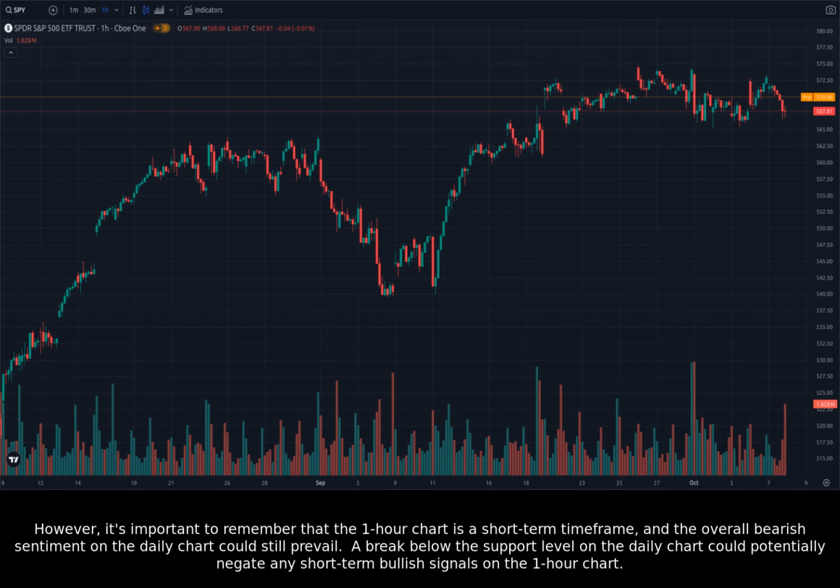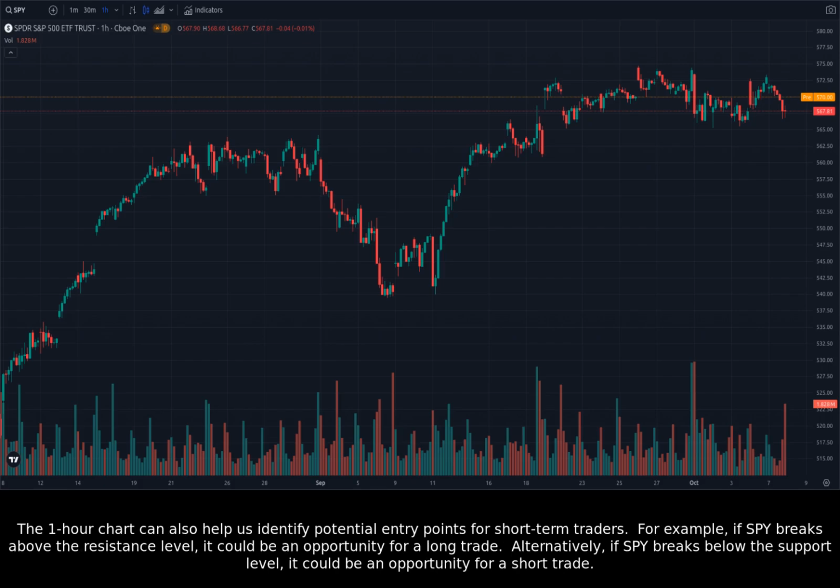However, it's important to remember that the 1-hour chart is a short-term time frame, and the overall bearish sentiment on the daily chart could still prevail. A break below the support level on the daily chart could potentially negate any short-term bullish signals on the 1-hour chart. The 1-hour chart can also help us identify potential entry points for short-term traders. For example, if SPY breaks above the resistance level, it could be an opportunity for a long trade. Alternatively, if SPY breaks below the support level, it could be an opportunity for a short trade.